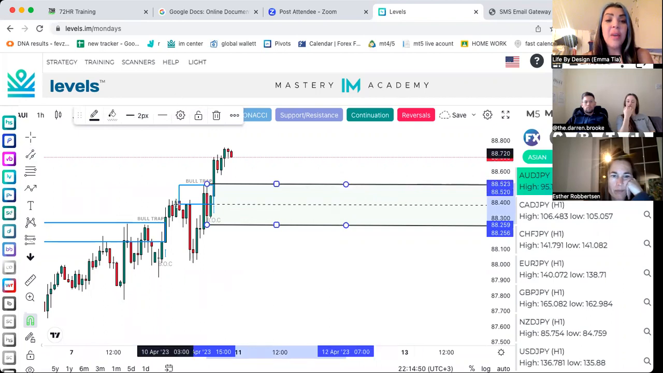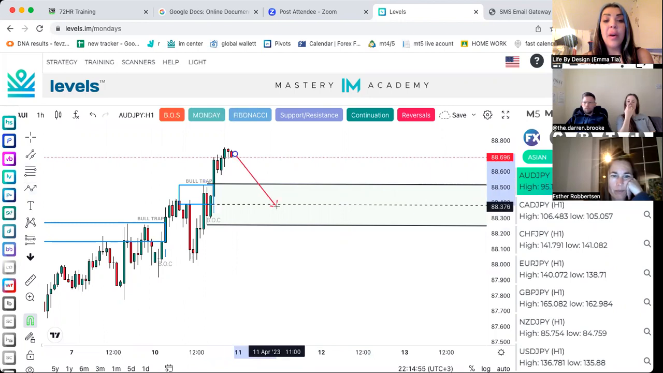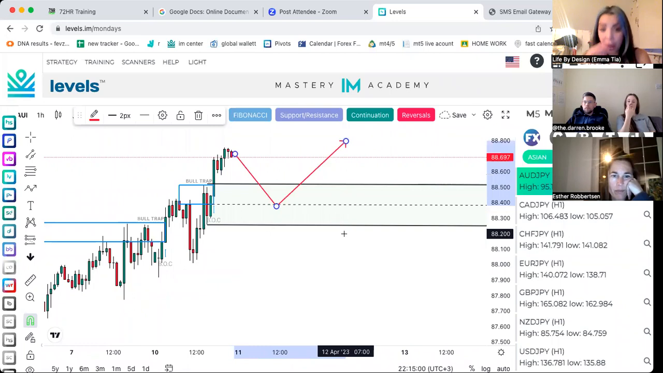Okay, so now this market might continue going up. So what we would do is put our entry point here for a continuation on a buy going up.